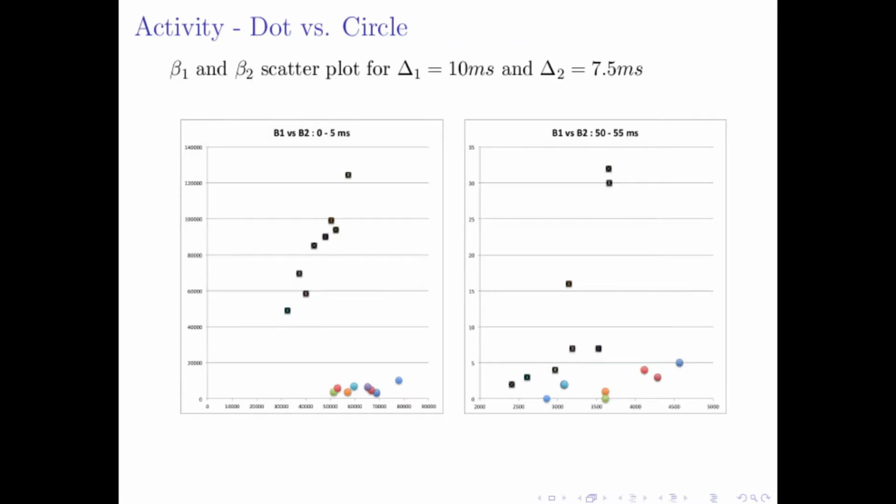Here's another way of looking at things. What you see here is graphing, in the previous example, Betti 1 versus Betti 2. This is 0 to 5 milliseconds after stimulus. This is 50 to 55 milliseconds after stimulus. The square ones are the circle, and the dotty ones are the dots. You can see that there's a different reaction. There's actually a very good distinction between the two cases.